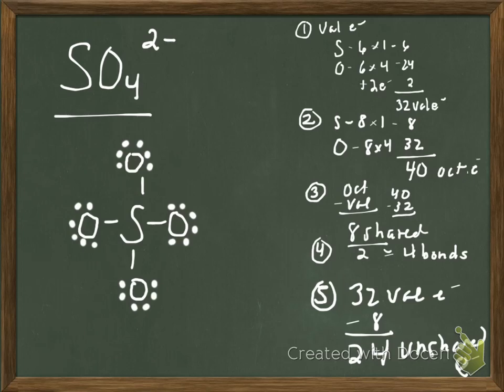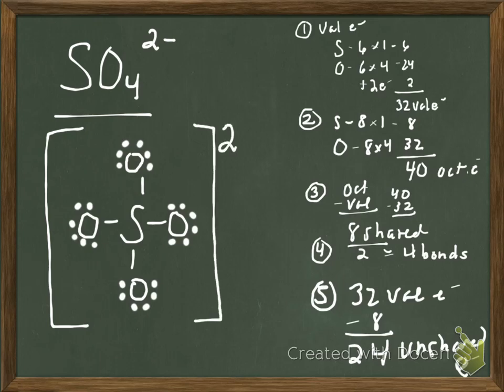Now, because this is an ion, and there was something I made a mistake about yesterday that I have to correct with you: because this is an ion, we have to enclose it in brackets, and we have to show its charge. Okay? You don't have to do brackets for resonance structures. You only have to do brackets for resonance structures if they are ions. And I made that error yesterday.